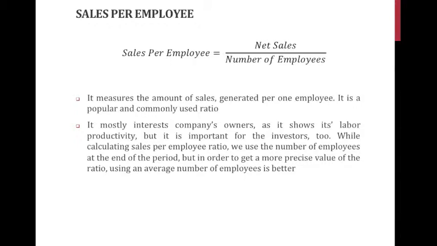Another indicator is a little bit more tricky, because it is not possible to calculate it just from data in a balance sheet or profit and loss statement. It is sales per employee, and it is obtained by dividing net sales by the number of employees in a company. That indicator measures the amount of sales generated per employee, and it is a popular and commonly used ratio. It mostly interests company owners as it shows labor productivity, but it is also important for investors.